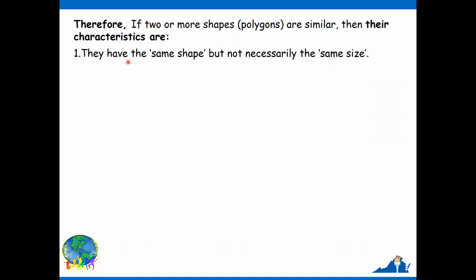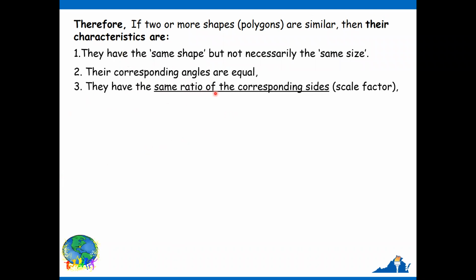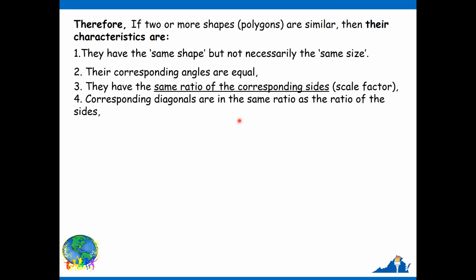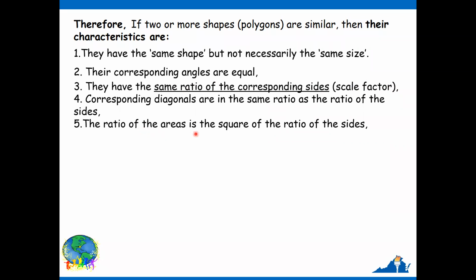So we are simply saying when we say they have the same shape, that means the cylinder will remain a cylinder. Whether the other one is bigger or smaller, the cylinder will be a cylinder, right? Their corresponding angles are equal. They have the same ratio of the corresponding sides. This same ratio is what we refer to as the scale factor. Corresponding diagonals are in the same ratio as the ratio of the sides. The ratio of the areas is the square of the ratio of the sides. The ratio of the volumes is the cube of the ratio of the sides.